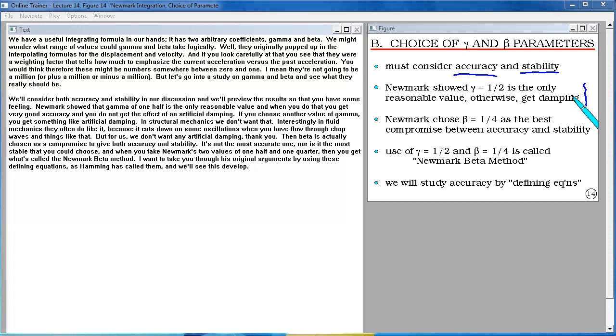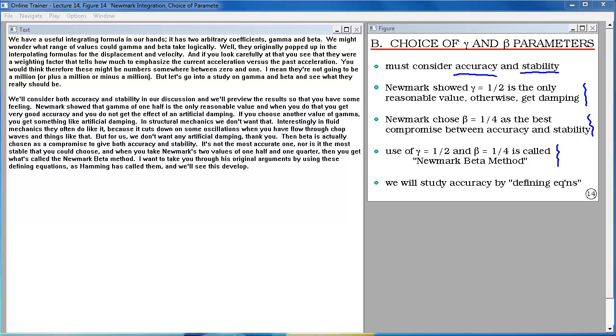Interestingly, in fluid mechanics, they often do like it because it cuts down on some oscillations when you have flow through shock waves and things like that. But for us, we don't want any artificial damping, thank you. Then beta is actually chosen as a compromise to give both accuracy and stability. It's not the most accurate one, nor is it the most stable that you could choose. And when you take Newmark's two values of 1/2 and 1/4, then you get what's called the Newmark Beta Method.